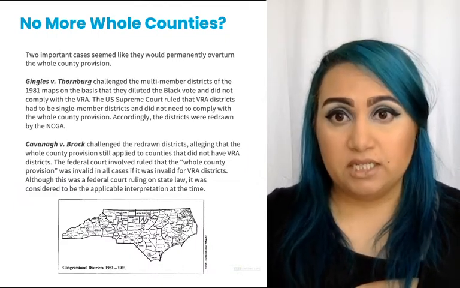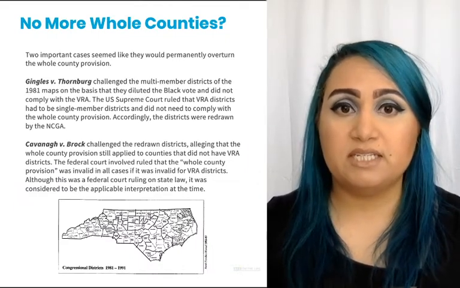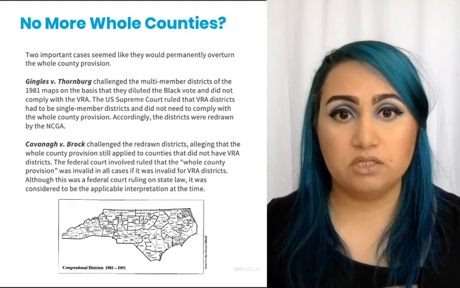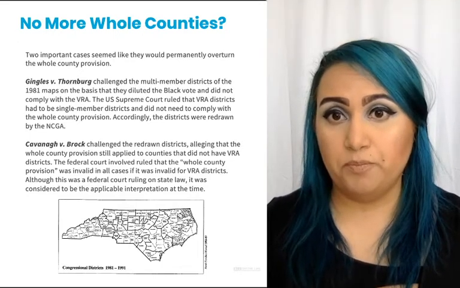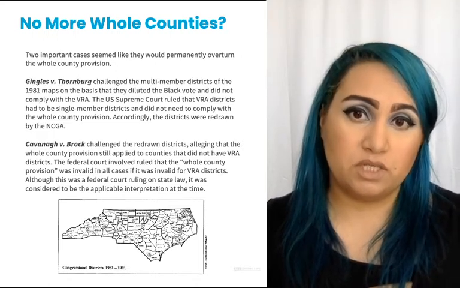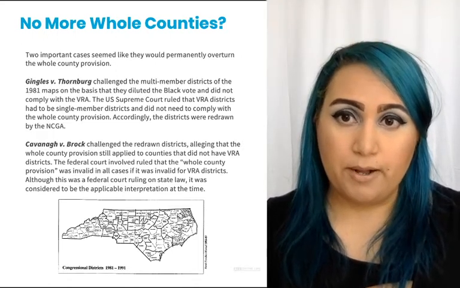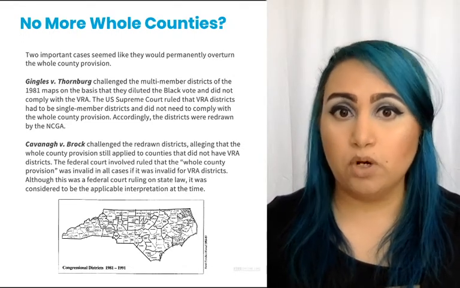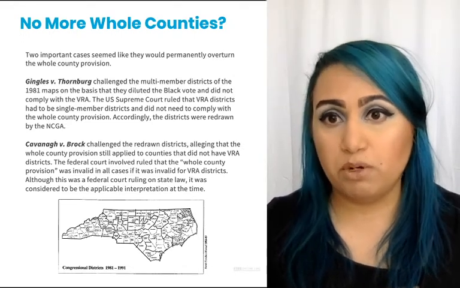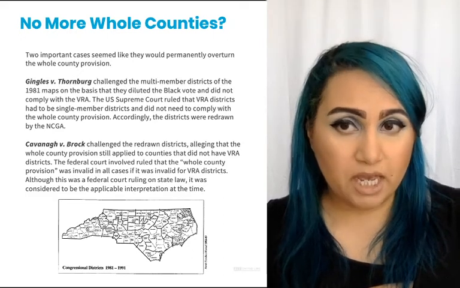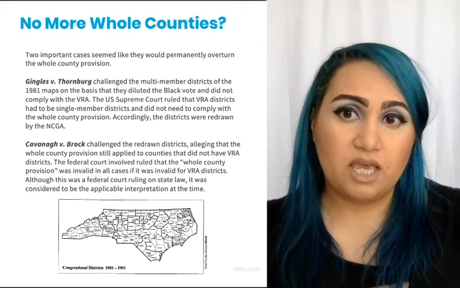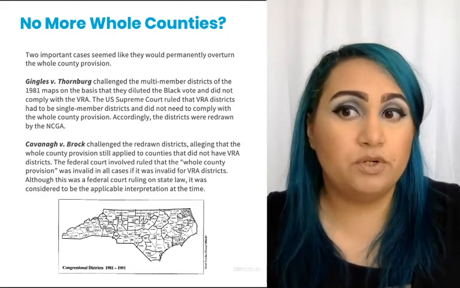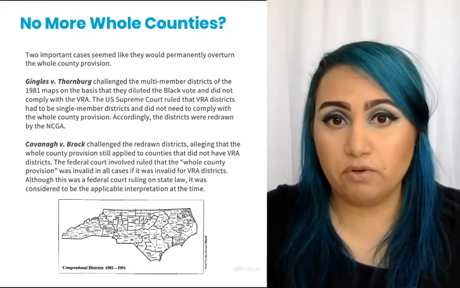So in the 80s, there were 2 very important cases that seemed like they were going to completely overturn whole counties, that it just wasn't going to apply anymore. The first of these cases was Gingles versus Thornburg. This is a very important case about the Voting Rights Act that we will talk about more, but with reference to the whole county provision, basically what was happening is that the plaintiffs challenged the multi-member districts on the basis that they diluted the black vote and they didn't comply with the Voting Rights Act.